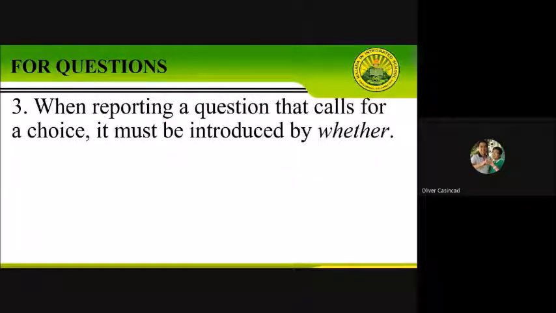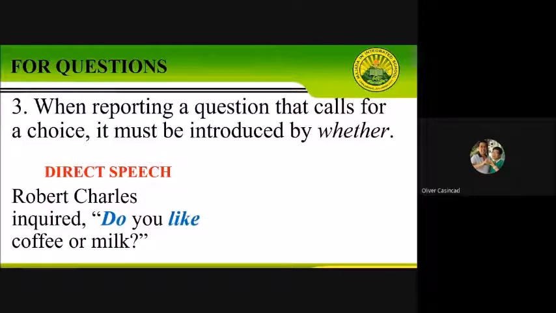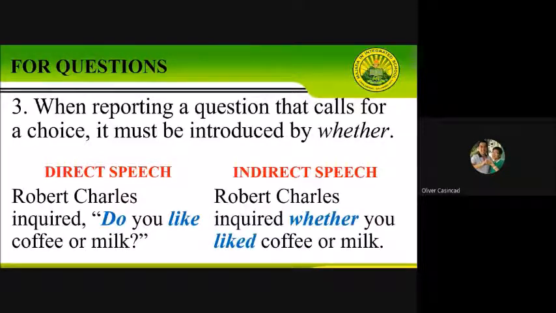Next, number 3. When reporting a question that calls for a choice, it must be introduced by the word whether. So when you say choice or option, you are given an option. Like for example, Robert Charles inquired, do you like coffee or milk? The verb is do like. Take note, the tense of the verb is present tense because of the word do. And when changed into indirect, you have there, Robert Charles inquired whether you liked. Why liked? Past tense, because the verb in the direct is in the present. So from present, we're going to change it into past tense. So you have there, Robert Charles inquired whether you liked coffee or milk.